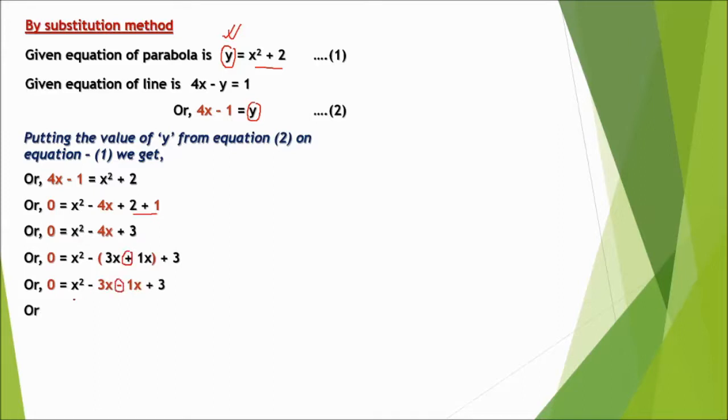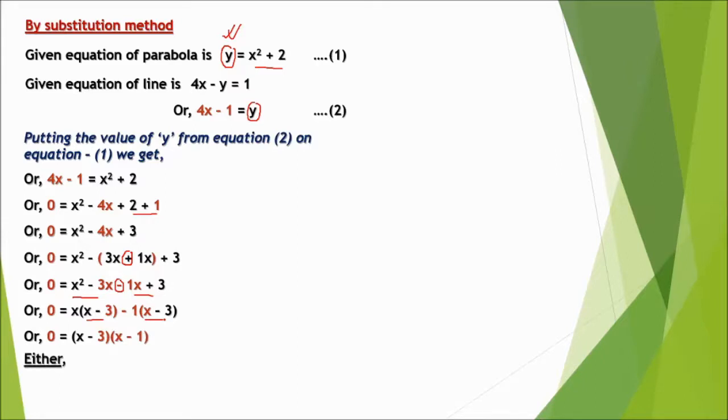Now there are 4 terms and we can take common from the first 2 terms. That is, x will be common, x minus 3. Minus 1 is common, that is x minus 3. So x minus 3 and x minus 3, or 0 equal to x minus 1 and x minus 3. And we have to do either or.